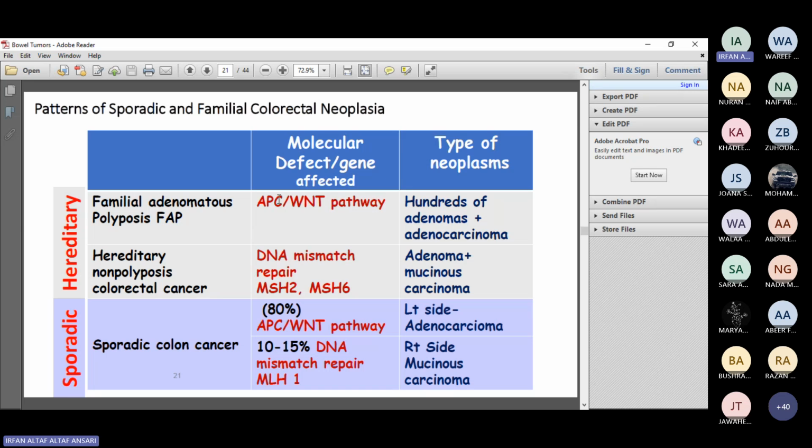These are high-level questions which you can have in your SMLE or USMLE exams. That's why I have included these here. And the left-sided adenocarcinoma, if you see, is mostly due to APC involvement. Right-sided mucinous carcinoma is mostly due to the DNA mismatch repair MLH1 gene.